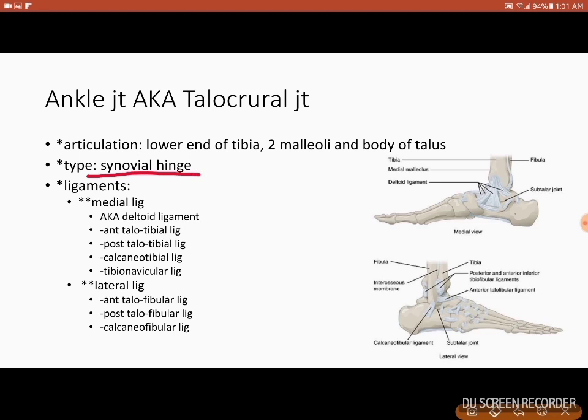And the ligaments that support the ankle joint: first is your medial ligament, or your deltoid ligament. Your deltoid ligament is the strongest ligament of the ankle joint. And on the lateral side, you have your lateral ligaments. Basically, they are the weakest.